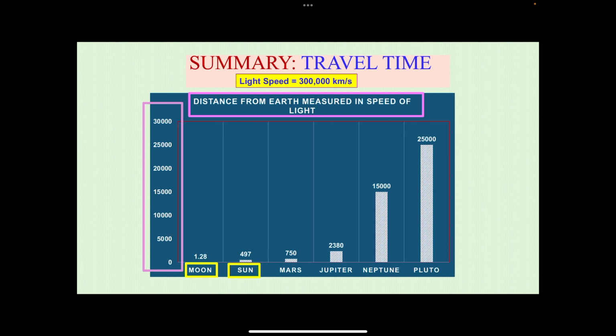So the light to travel between the Earth and the Sun is about 497 seconds. Between the Earth and Mars is about 750 seconds, which is almost twice that between the Earth and the Sun. And then between the Earth and Jupiter is 2,380 seconds. Between the Earth and Neptune is about 15,000 seconds. And between the Earth and Pluto is about 25,000 seconds.